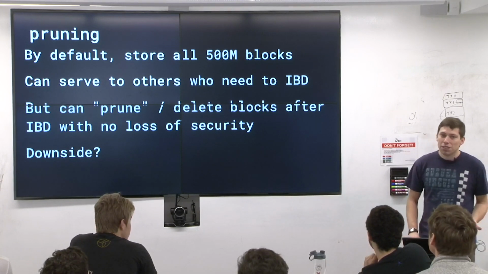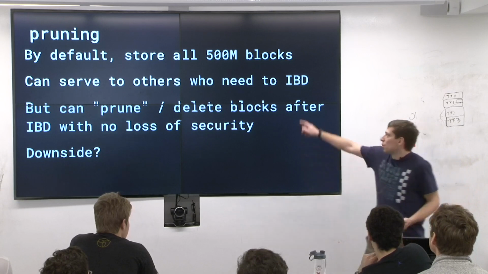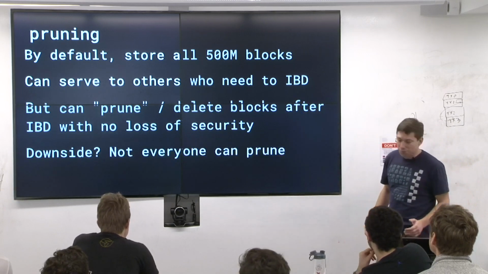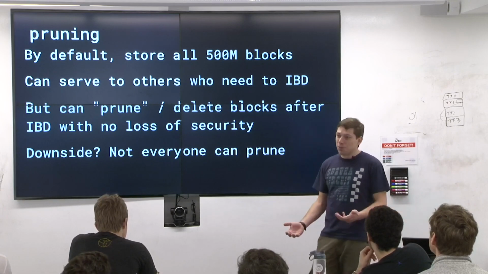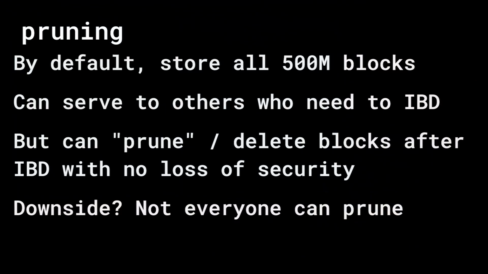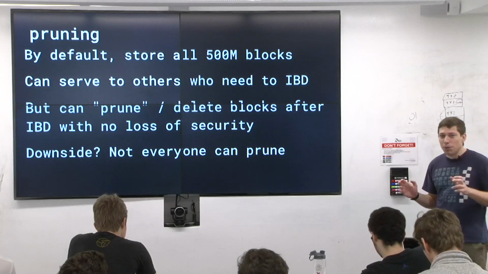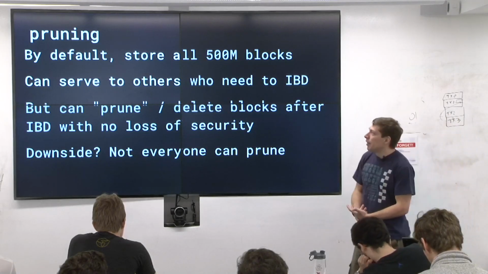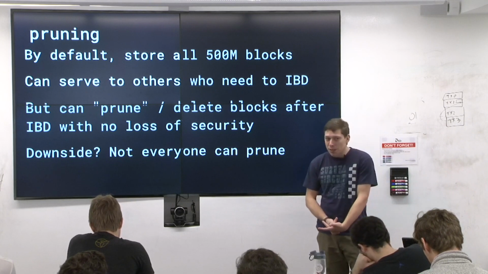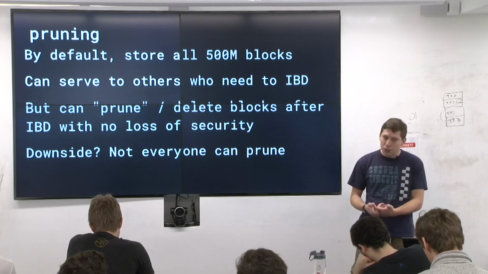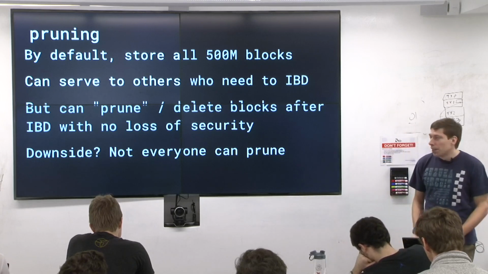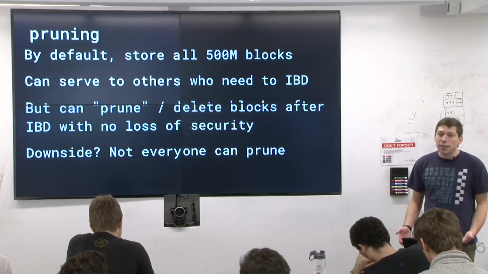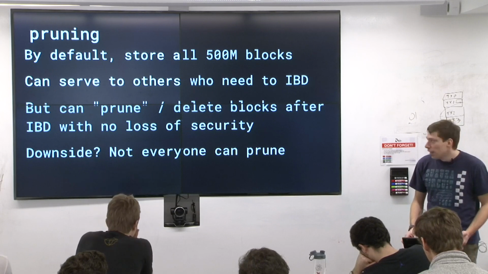Not really, right? The real downside is this: not everyone can prune. If everyone prunes, there are no new entrants to the system. So it's a tricky seed versus leech kind of problem, where someone's got to be there to serve up these blocks. You don't have to trust them. You're still validating all the work and all the signatures. They can't do anything bad. But someone's got to be there to provide the network capacity. And so it is tricky.